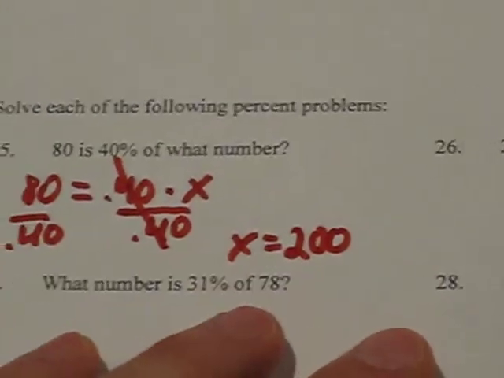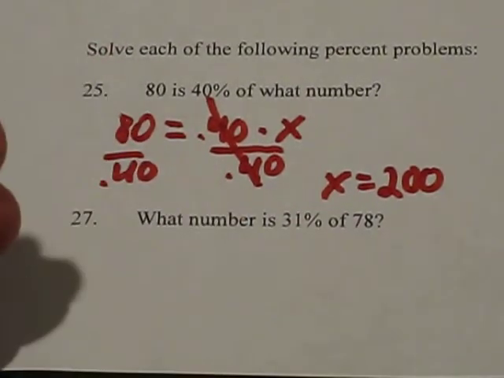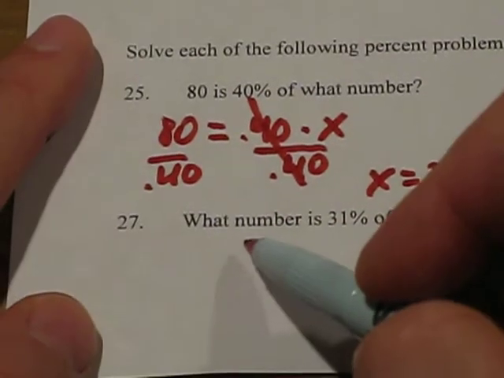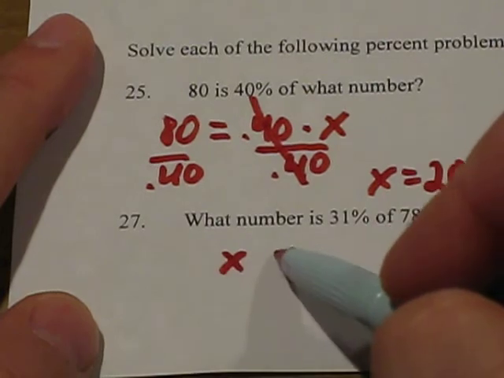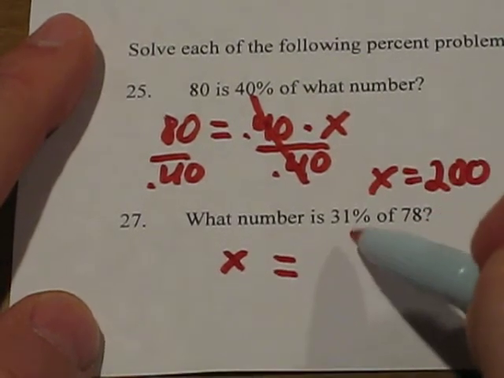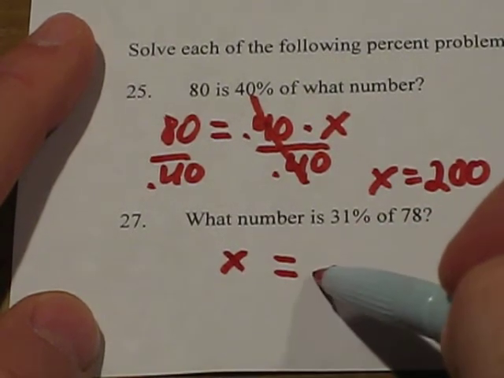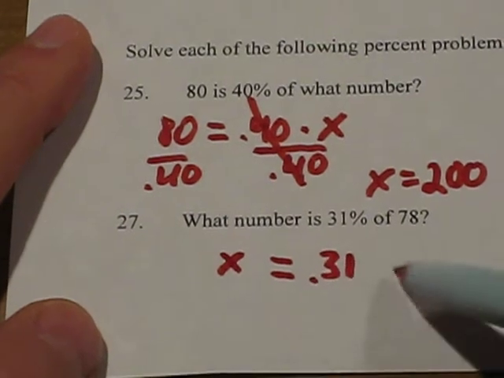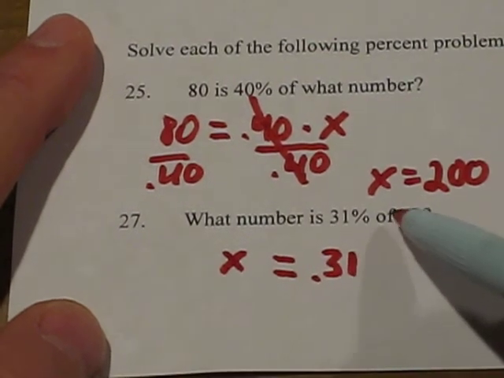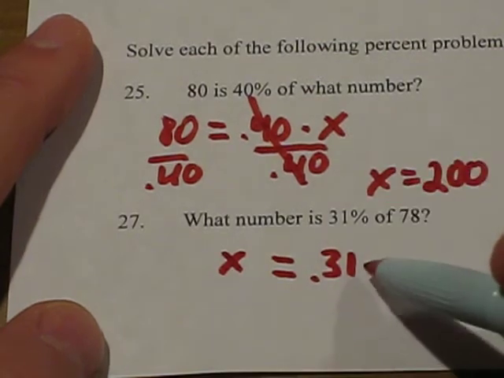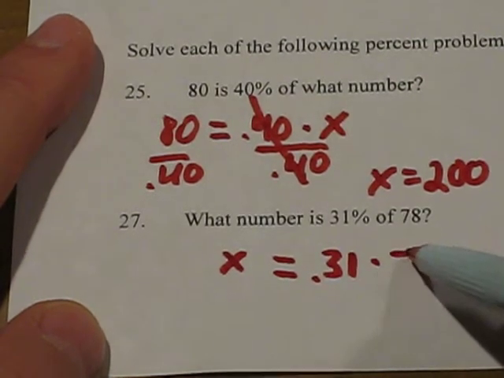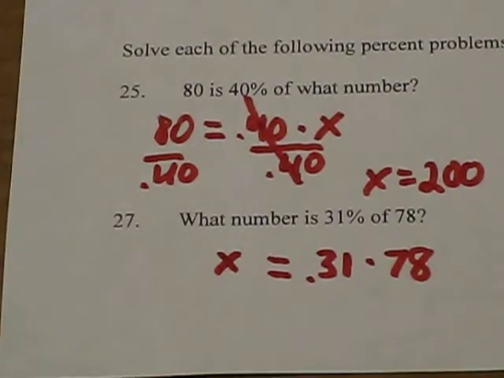Okay, now we're going to go to problem 27. So go down below it here. What number, x, that's what we're talking about, is equal sign 31%, change that into a decimal, 0.31, of. Of means, just like the one above it, of means multiply. And then 78.